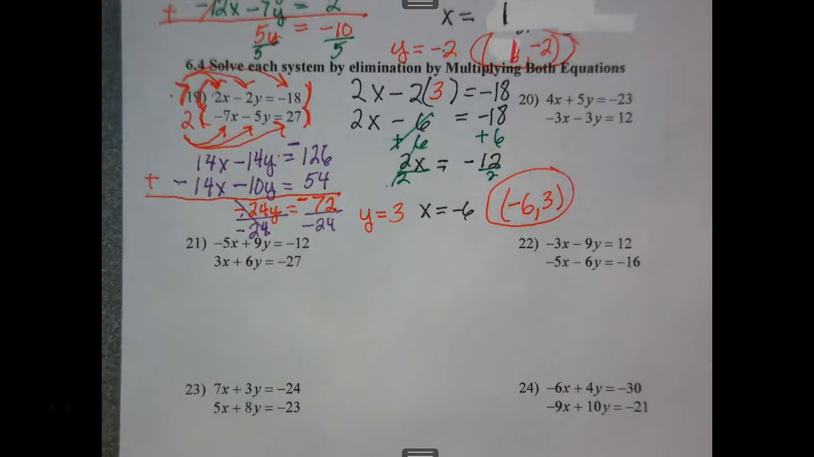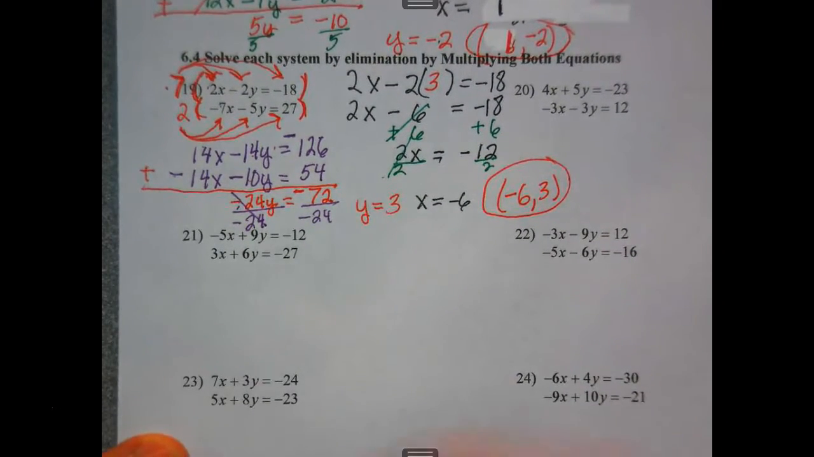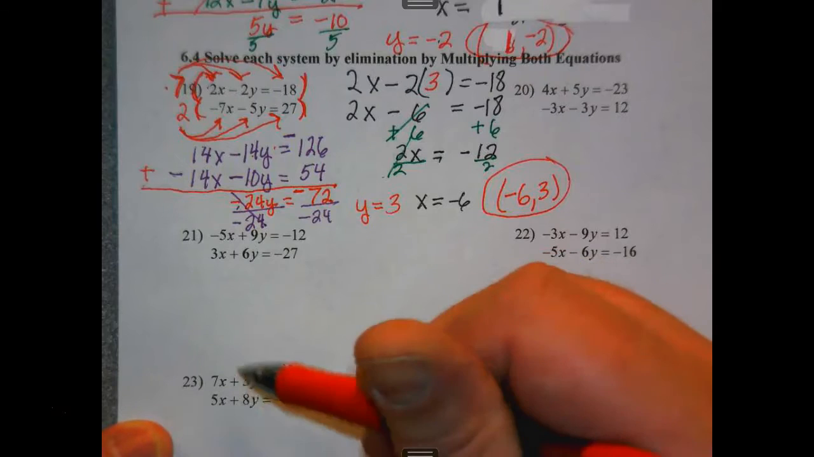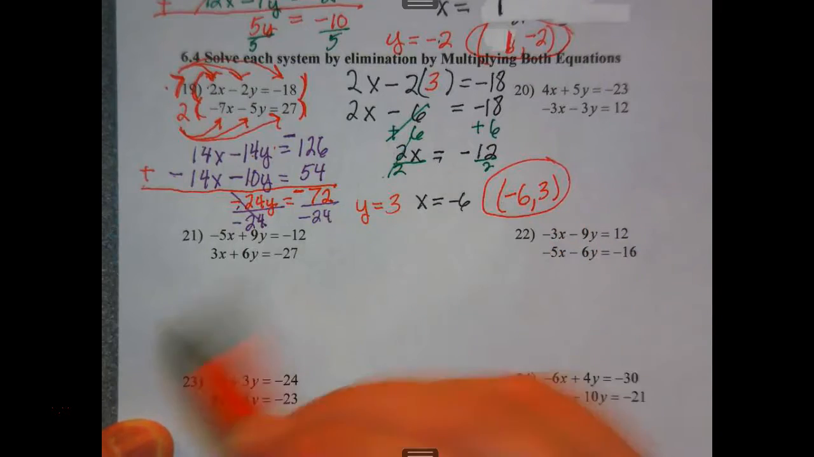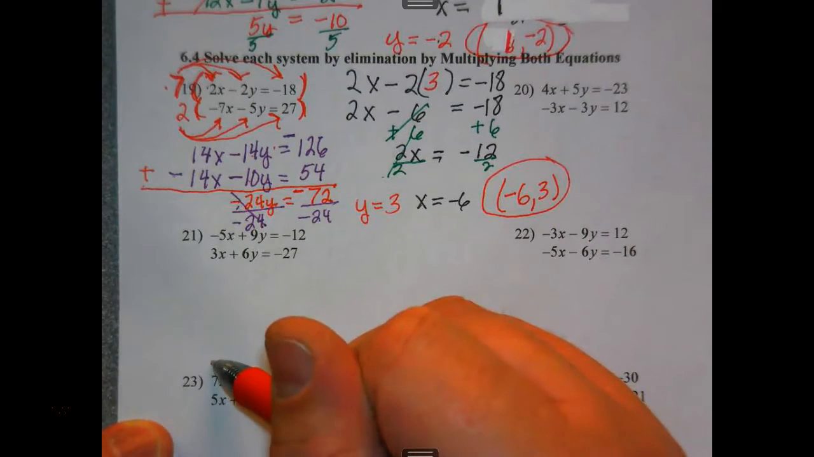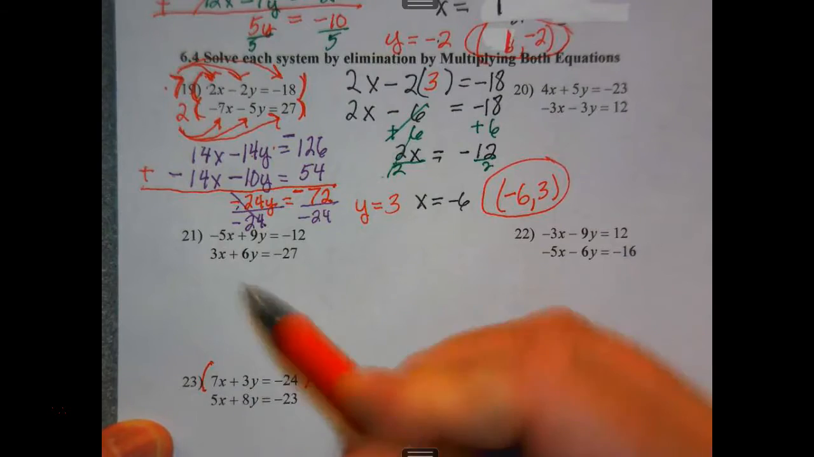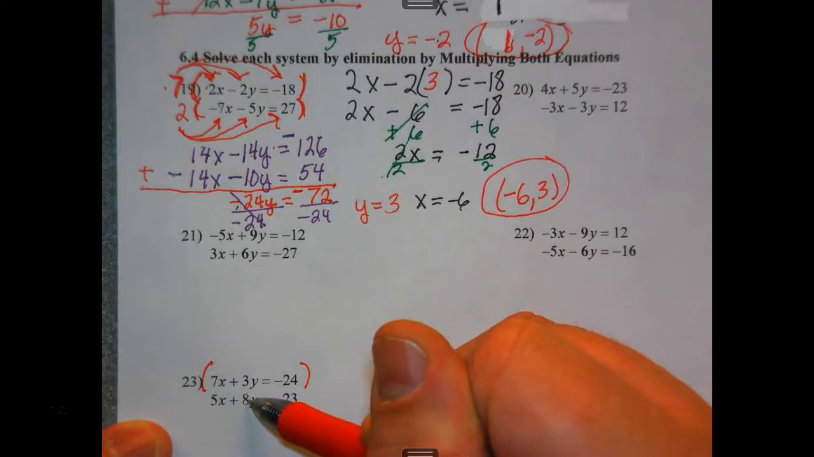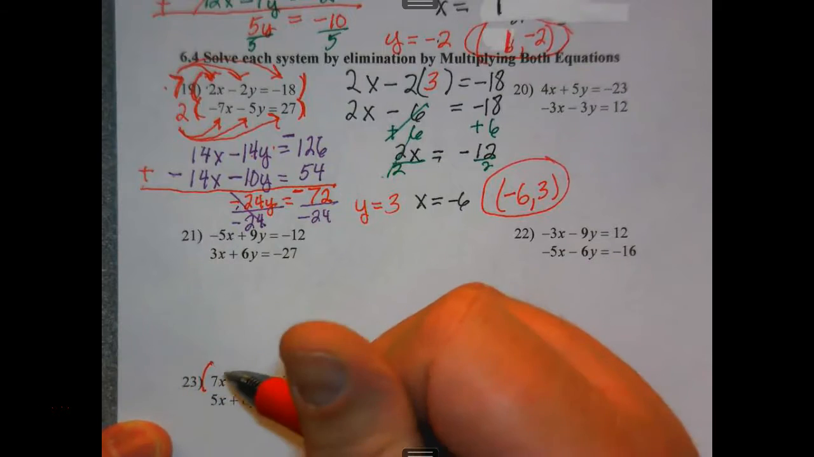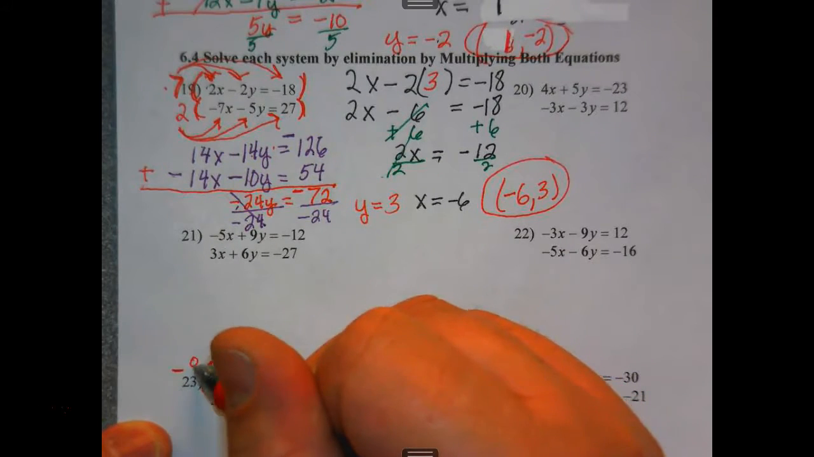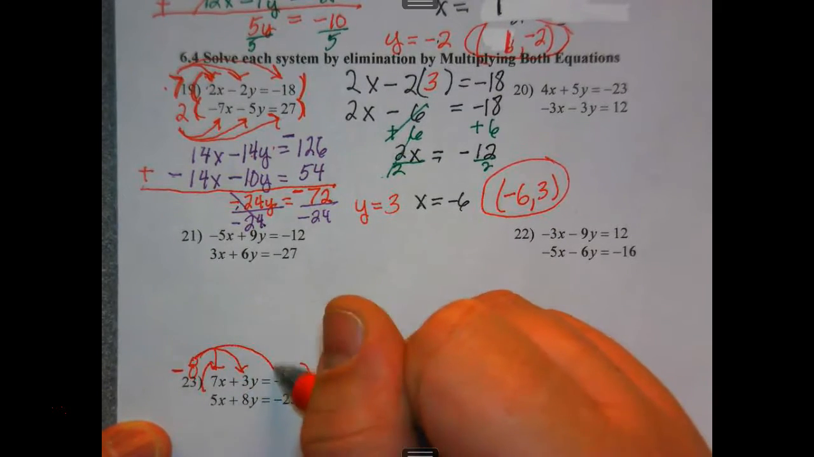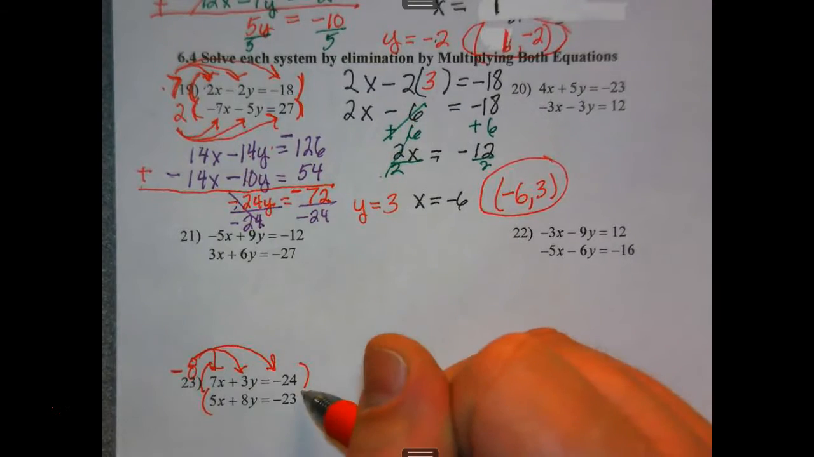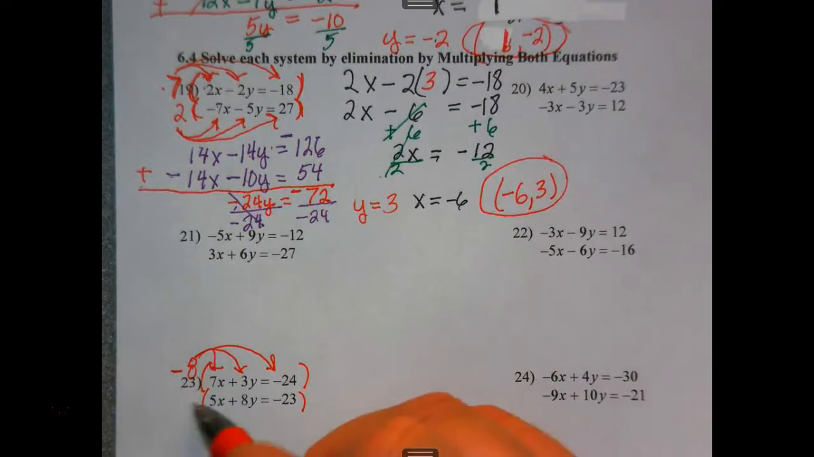And I'm going to do 23. It's going to be my last one. I really can't come up with a good number to multiply, so I'm going to try to get rid of the y's. So I'm going to multiply the top one by 8, but they're the same sign, so I'm going to multiply by negative 8. The bottom one, I'm going to multiply by 3.